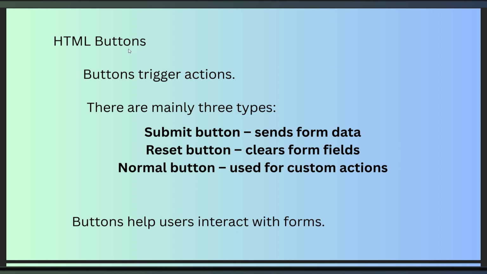Okay, buttons are used to perform actions. There are mainly three types: submit button, reset button, and normal button. Submit button is for sending form data. Okay, reset button is for clearing form fields. Okay, normal button is used for custom actions. Buttons are used to interact with the form.